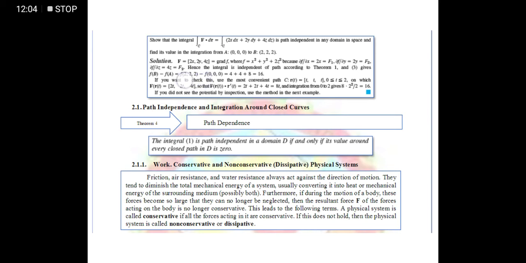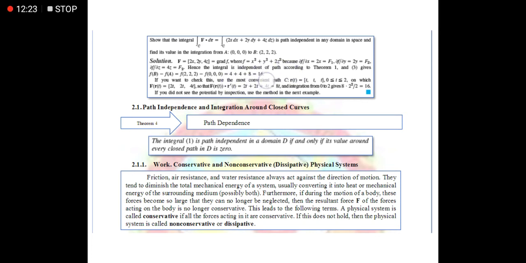Bakit? Kasi kung i-derive mo itong x squared natin, magiging 2x. Yung y squared natin magiging 2y. At saka yung 2z squared natin is magiging 4z. Kaya here, 4z. So that's why satisfied na yung kanina natin.